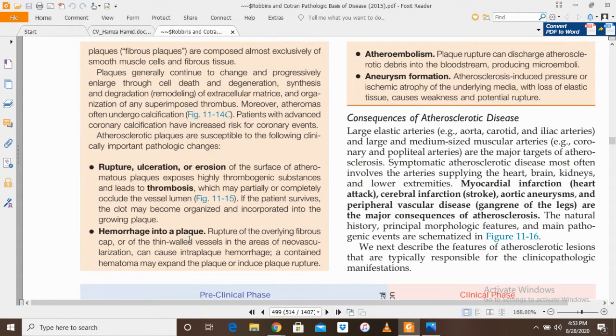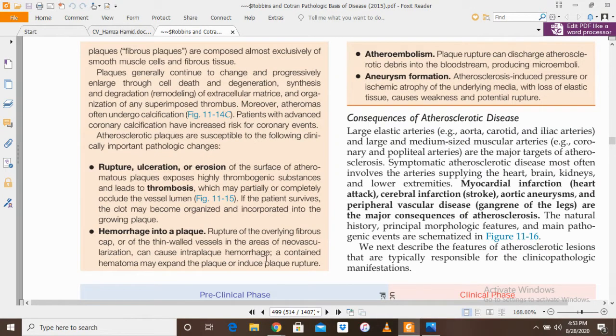Okay. So I have told you that there are two causes of intraplaque hemorrhage. One is the rupture of the fibrous cap, and second is the rupture of the new vessels. Rupture of the overlying fibrous cap or the thin-walled vessels in the areas of neovascularization can lead to intraplaque hemorrhage, because the new vessels are very thin-walled, very fragile, and vulnerable to rupture.